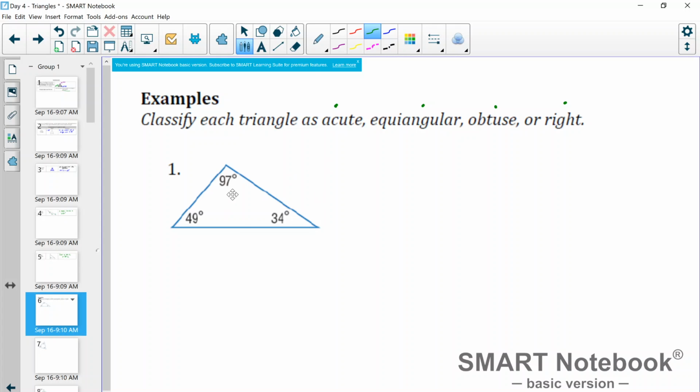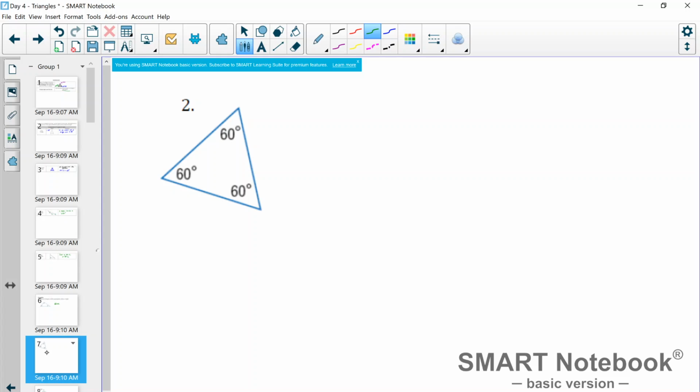So I take a look. 49, 34, 97. 97 being greater than 90 means we have an obtuse triangle. Here we see all three angles are 60, so therefore it is an equiangular triangle.